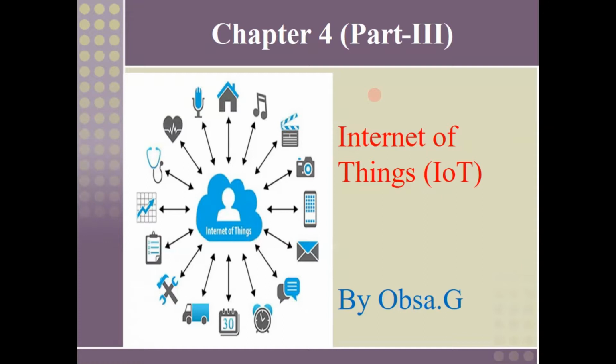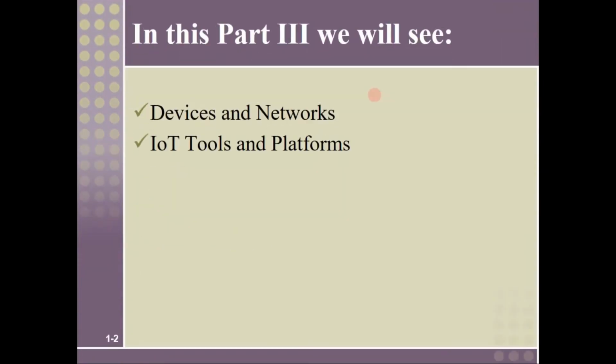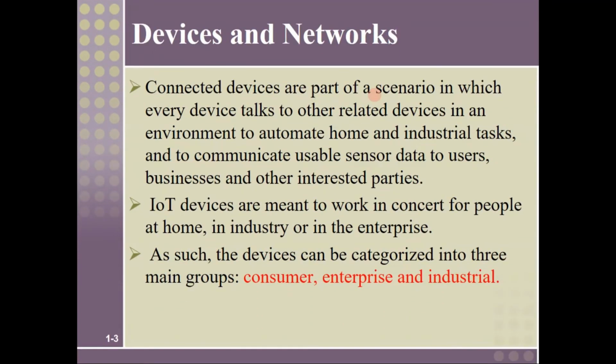Today we are going to see the third part of chapter 4 of Introduction to Emerging Technology. In this third part, we will see devices and networks. We are going to see the devices of IoT and what the network is about in IoT. Then finally we will see IoT tools and platforms. So the first part that we will see today is about the devices and the network.